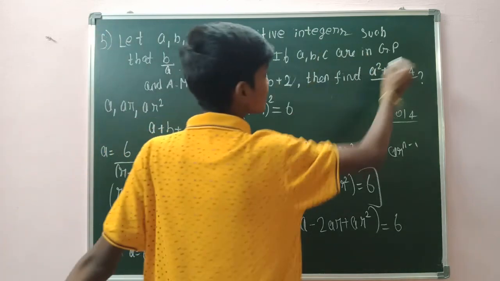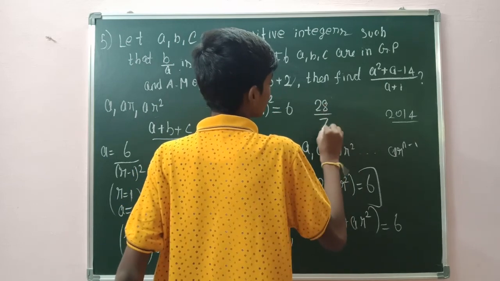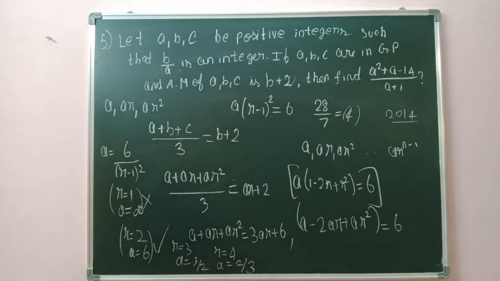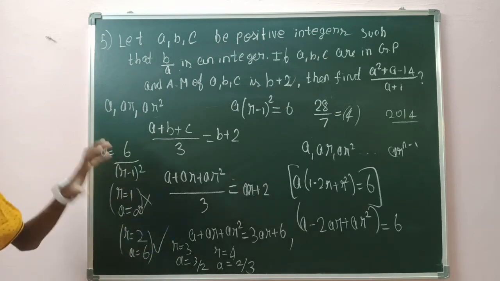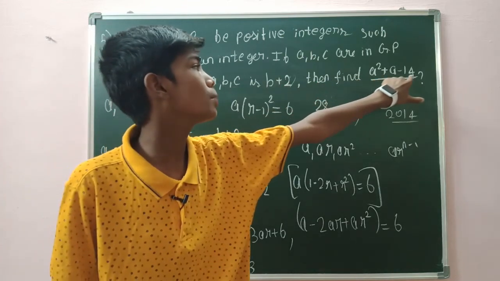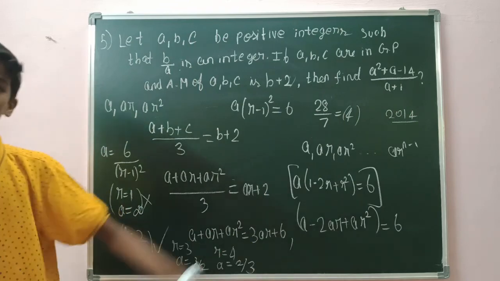If A is 6, then (A square plus A minus 14) by (A plus 1) will give 28 by 7, that is equal to 4, and that's the answer for the question. After 2, every value of R will give a non-integer value of A. That is why your A must be 6. If A is 6, then 6 square plus 6 minus 14 by 6 plus 1 will be 28 by 7, that is equal to 4, and that's the answer for the question.